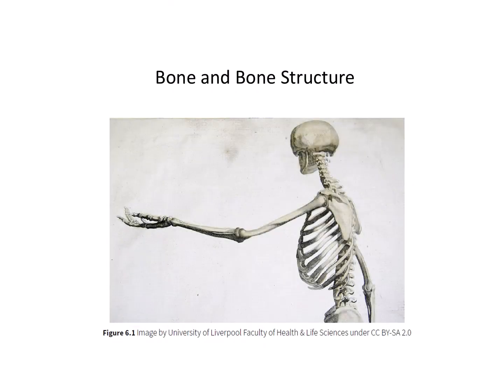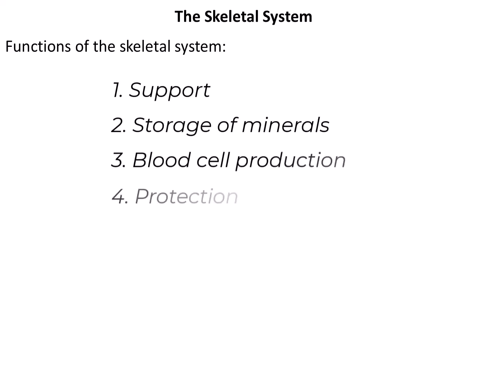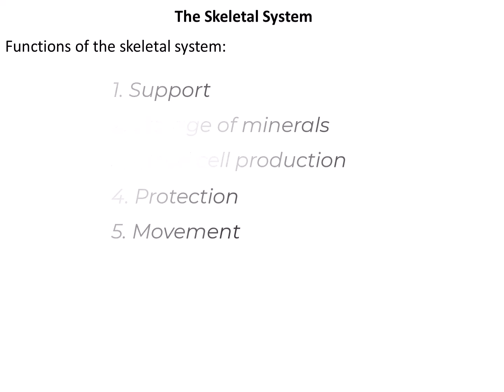We are moving on to our next system, the skeletal system. We will start by talking about bone and bone structure before moving on to the bones of the axial and appendicular skeleton. There are 5 functions to the skeletal system. These are support, storage of minerals, blood cell production, protection, and movement.